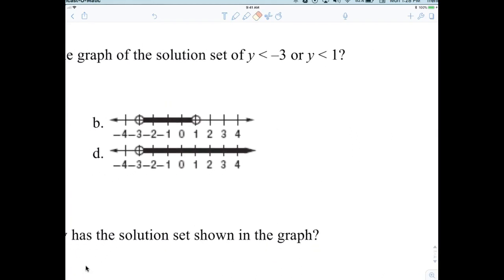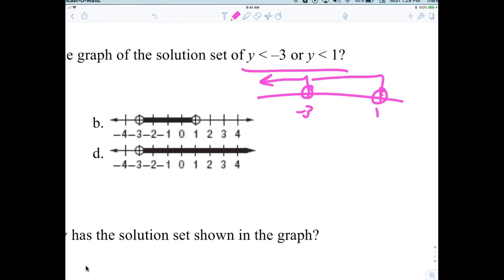Listen carefully again. So again, this is kind of a trick question, because now it's an or statement. So that means it only has to be true for one of them. So when you're less than -3, here's -3, you'll be less than -3. And then here's 1, less than 1. You agree with that?